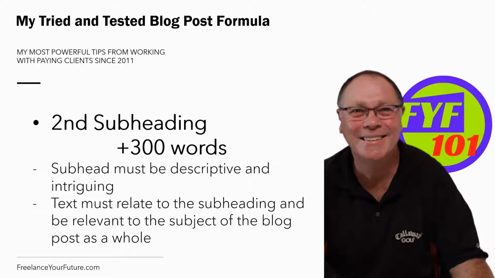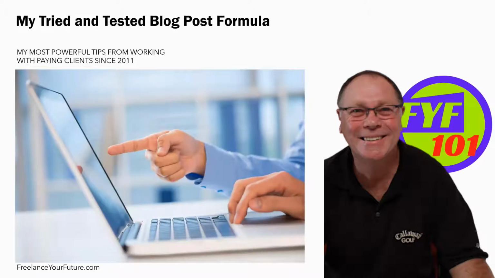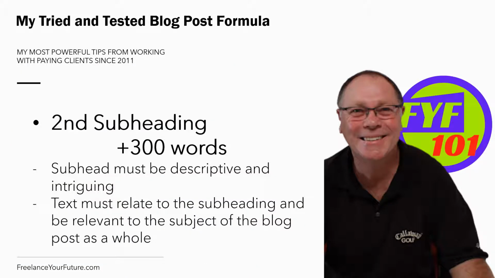Okay, so having got all of that in place, you then come to your second subheading, which, similar to the first subheading, is descriptive, intriguing, keep the reader hooked in, as we said. And again, follow your second subheading with about 300 words of text. As we said before, keep the text relevant, keep everything relevant to the subject of the blog post. Keep this section of text relative to the subheading, and keep the whole thing relative to the subject matter of the blog post as a whole.